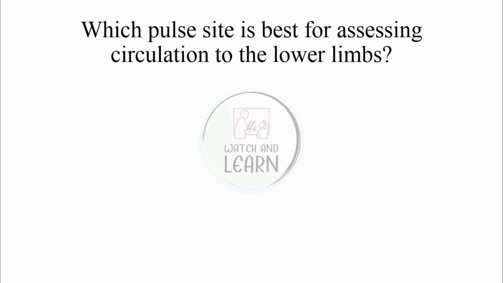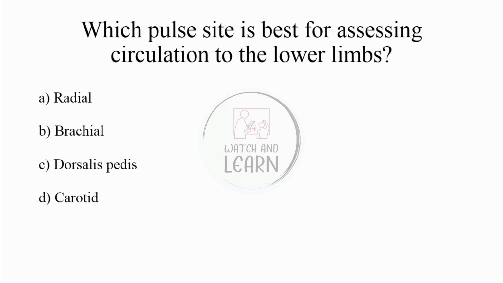Which pulse site is best for assessing circulation to the lower limbs? Options are option A radial, option B brachial, option C dorsalis pedis, option D carotid. The right answer is answer C dorsalis pedis.